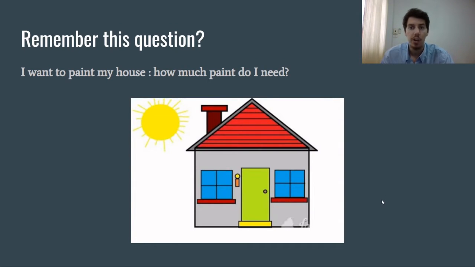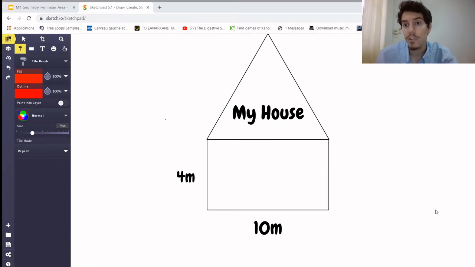Now if I ask you, okay, I want to paint my house, how much paint will I need? What is the difference now? Alright guys, so I made a nice drawing of my house. Okay, this is my house, so it has a triangle, the rooftop, and a rectangle. And here I want to paint the rectangle. So I want to choose a nice color for my house, and I like red, so I want to paint it red. Okay, so how can I do this?